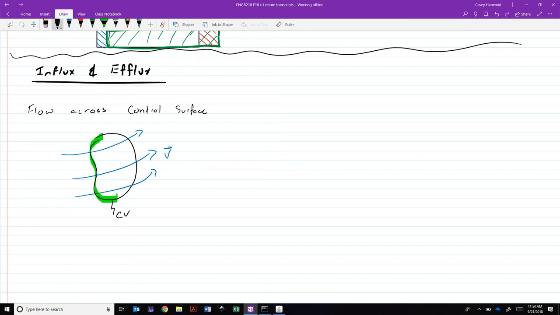This would be the region where we consider there to be influx, and if we look at the regions where flow is exiting, that would be where efflux occurs. Something to point out here, we'll come back to this in a second, but we're going to need to establish surface normal vectors on our control volume, or on our control surfaces.